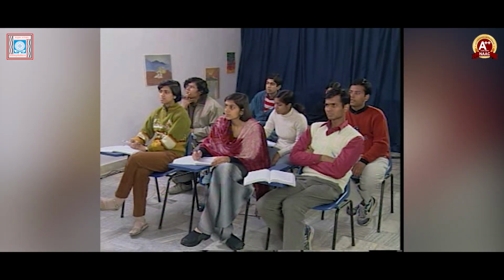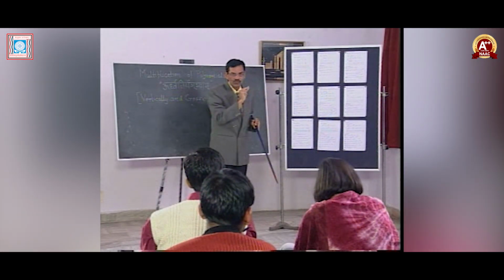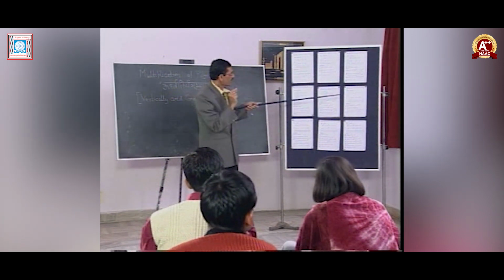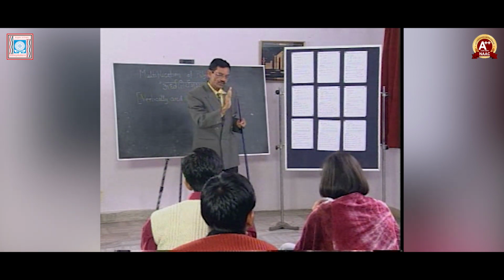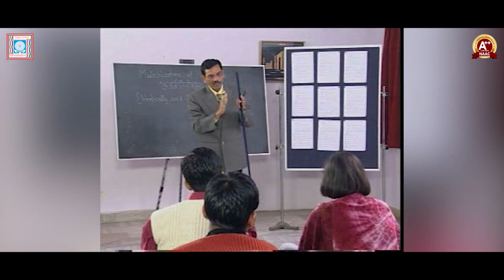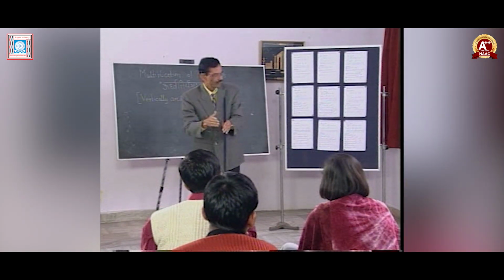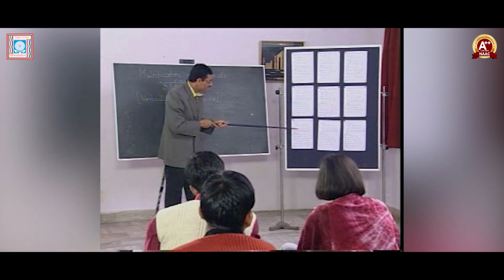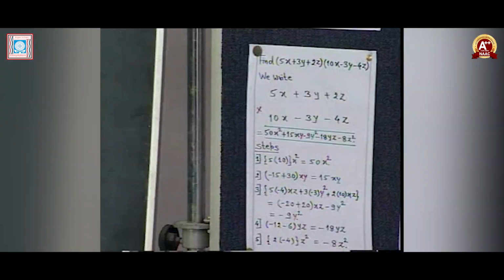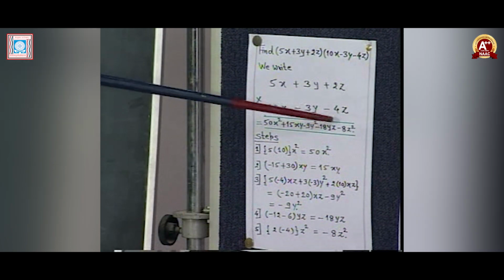So in addition to multiplication of the coefficients, we must take care of multiplication of the variables. So while taking the cross, you must note that like terms are added. If they are not like terms, they are to be kept as they are, no addition. Okay? Just come to this example where there are three variables. Multiply 5x plus 3y plus 2z with 10x minus 3y minus 4z.